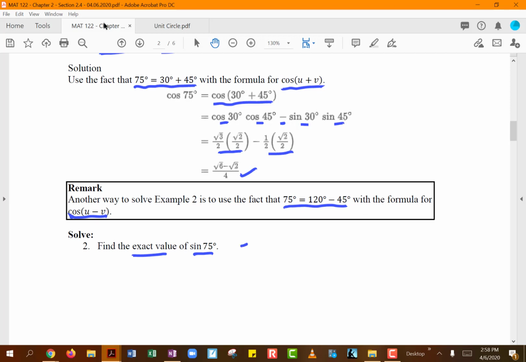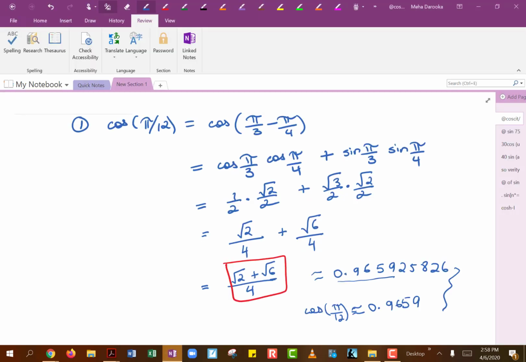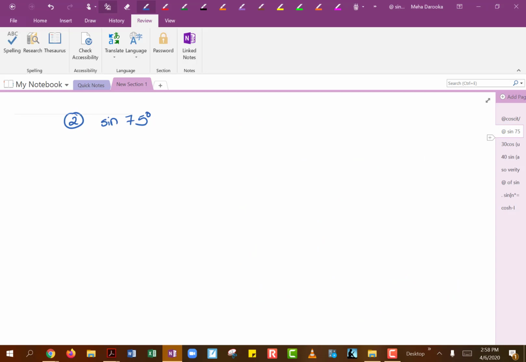So we can rewrite that 75 degrees either as 30 degrees plus 45 degrees, or if you wanted to try it the other way, rewrite 75 as 120 degrees minus 45 degrees, and that will work for you also. So let's take a look at our example 2 over here. Sine of 75 degrees. We are going to rewrite 75 as 30 plus 45.